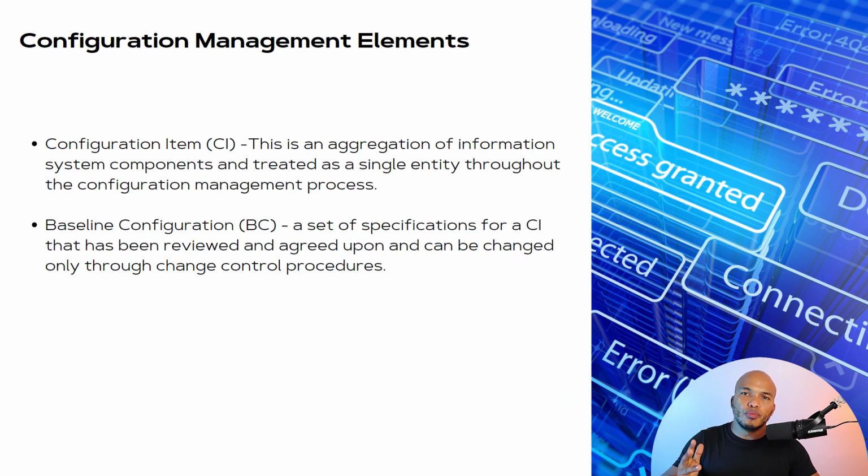So you do have two major elements involved in here. You have the configuration item, the CI. This is an aggregation of information system components and treated as a single entity throughout the configuration management process. And then you have the baseline configuration, the BC, a set of specifications for a CI configuration item that has been reviewed and agreed upon and can be changed only through change control procedures.